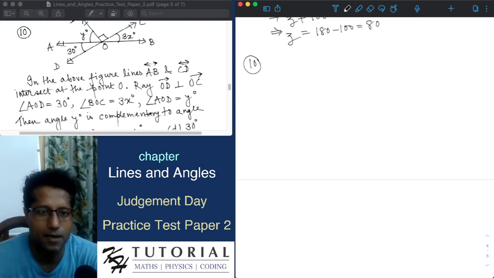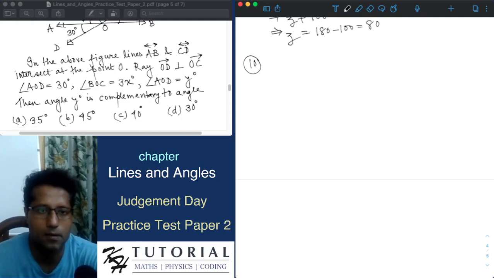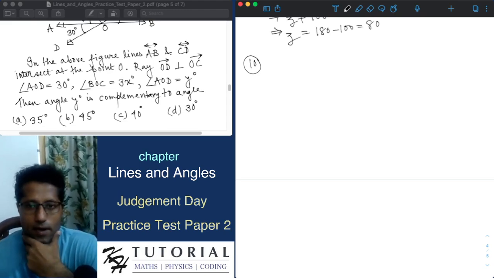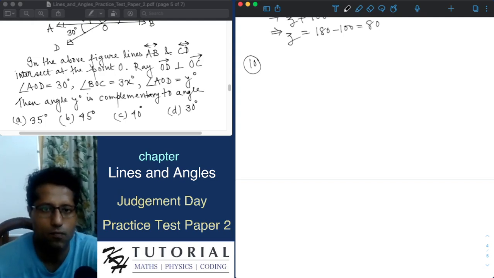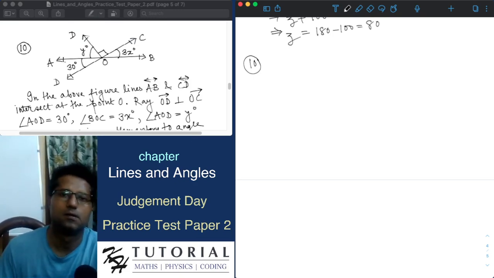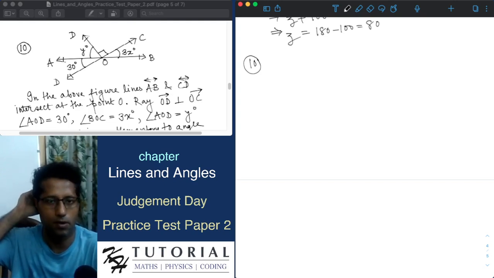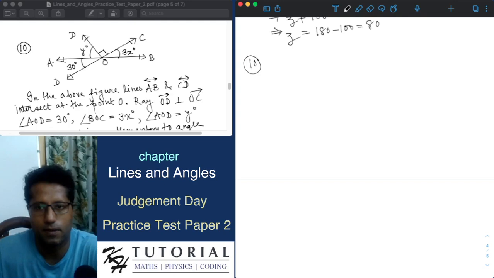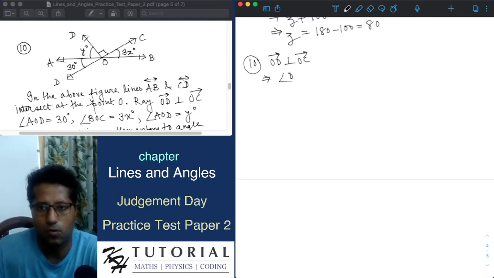Then angle y degree is complementary to angle what? So we have to find the complementary angle to y. For that we have to find y. AB and CD are straight lines intersecting at the point O, and also it is given that ray OD is perpendicular to ray OC. This implies that angle DOC is equal to 90 degree.